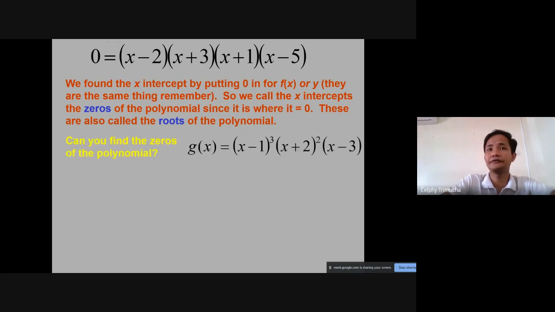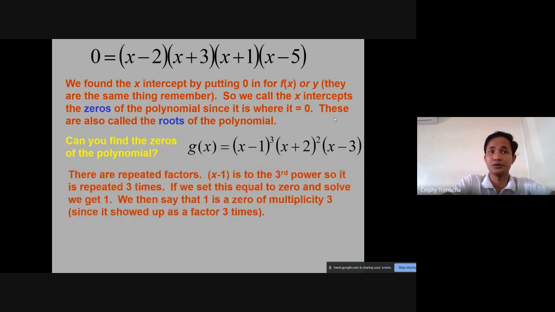Okay? So we have here a given polynomial that is already factored. So we have (x - 1)^3, (x + 2)^2, and we have (x - 3). So take note, we have a repeated factor of x - 1, which is raised to the power of 3. So it is repeated 3 times.